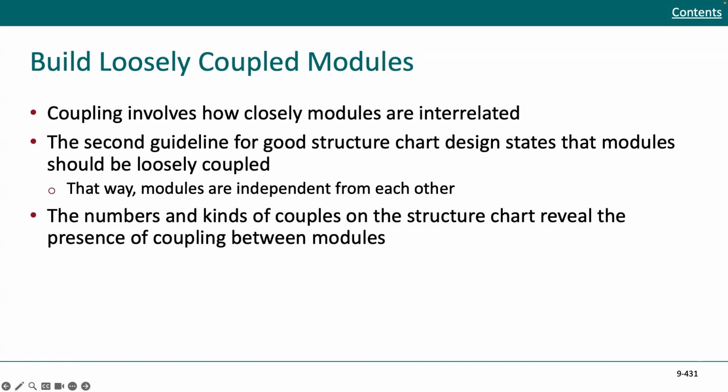In terms of building loosely coupled modules, coupling involves how closely modules are interrelated. The second guideline for good structure chart design states that the modules should be loosely coupled. That way, modules are independent from one another. The number and kinds of couples on the structure chart reveal the presence of coupling between the modules.